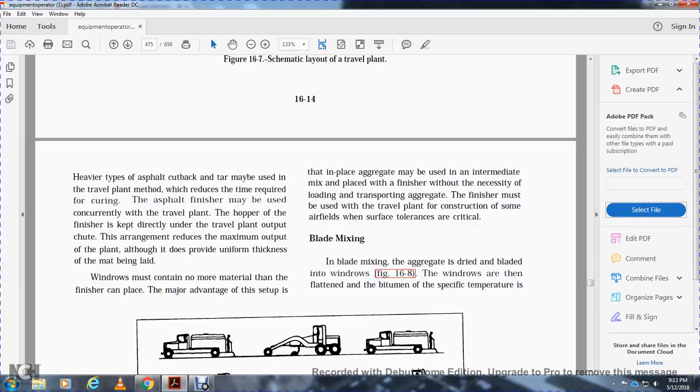Heavier types of asphalt cutbacks may be used with the travel plant method, with reduced time required for curing. The asphalt mixture may be used concurrently with the travel plant, with the finisher keeping pace with the travel plant output, since the speed of the arrangement reduces the maximum output of the plant.